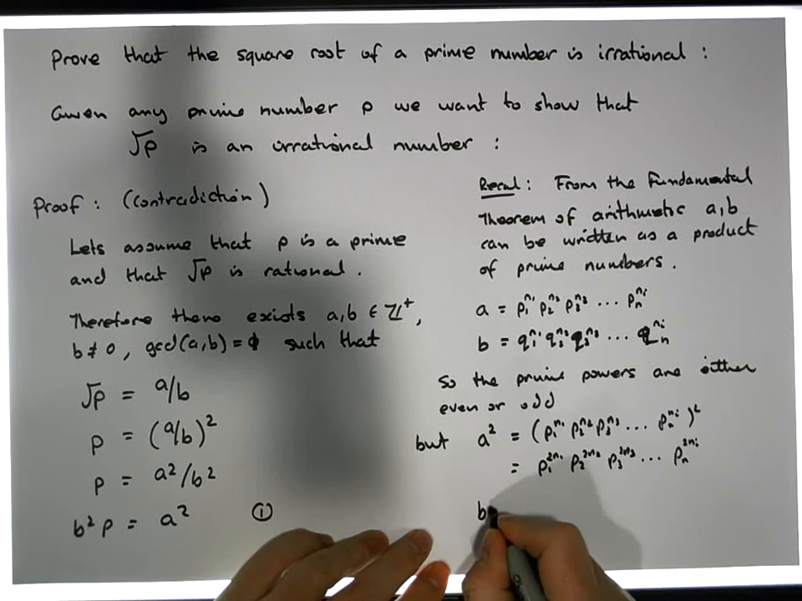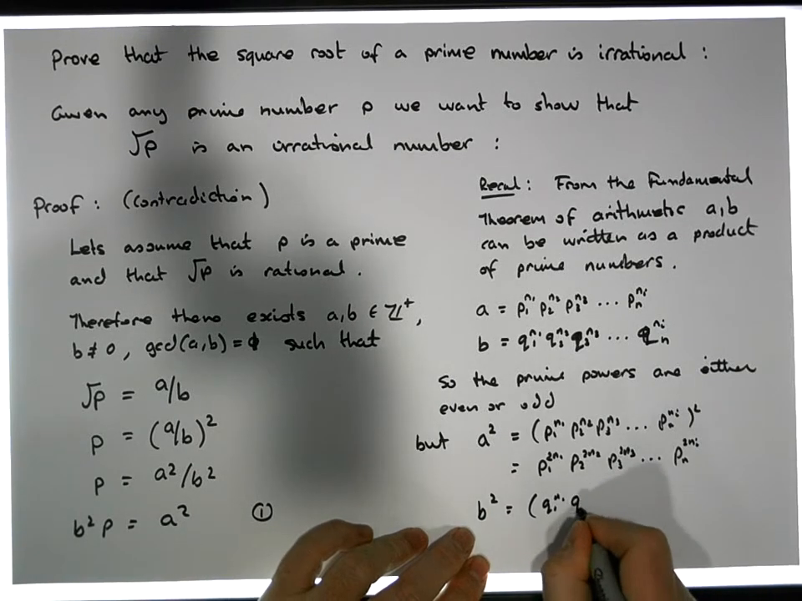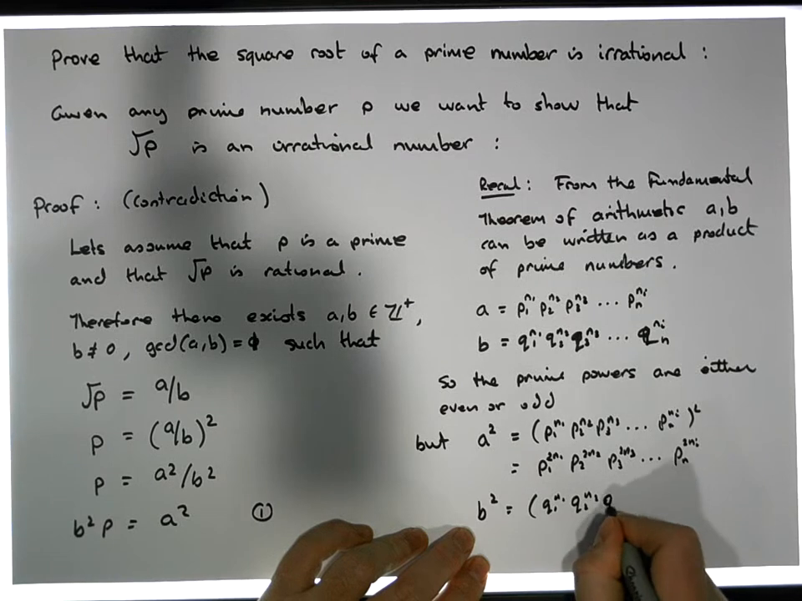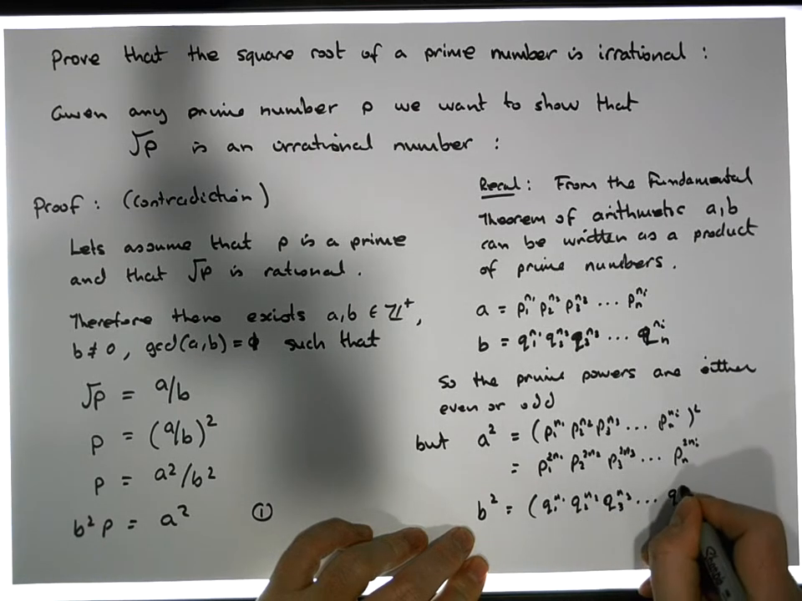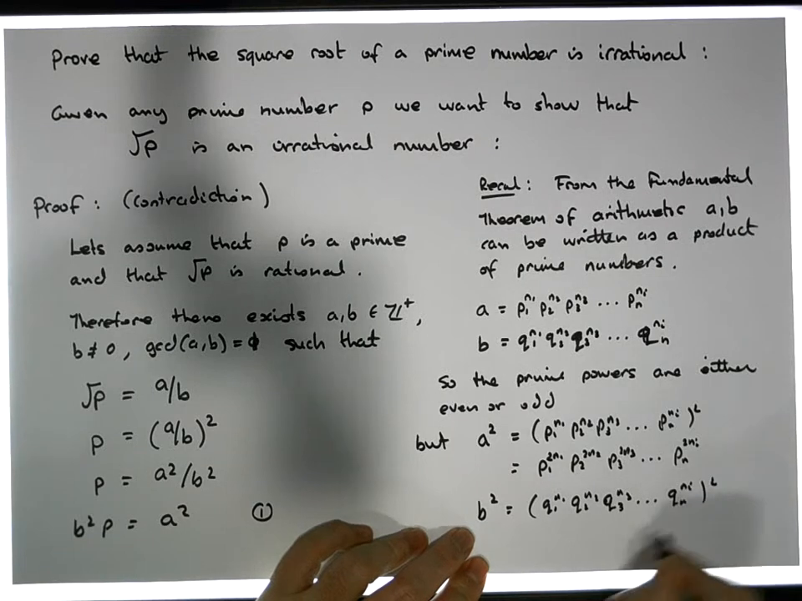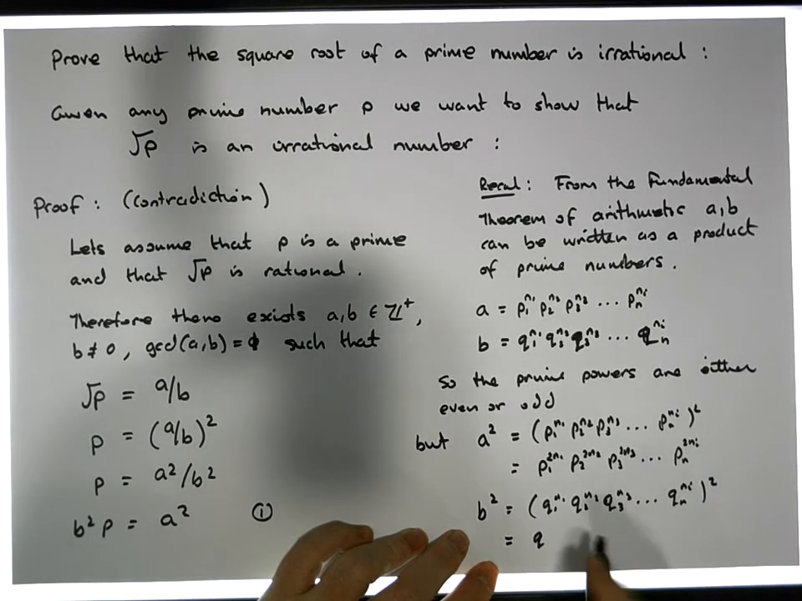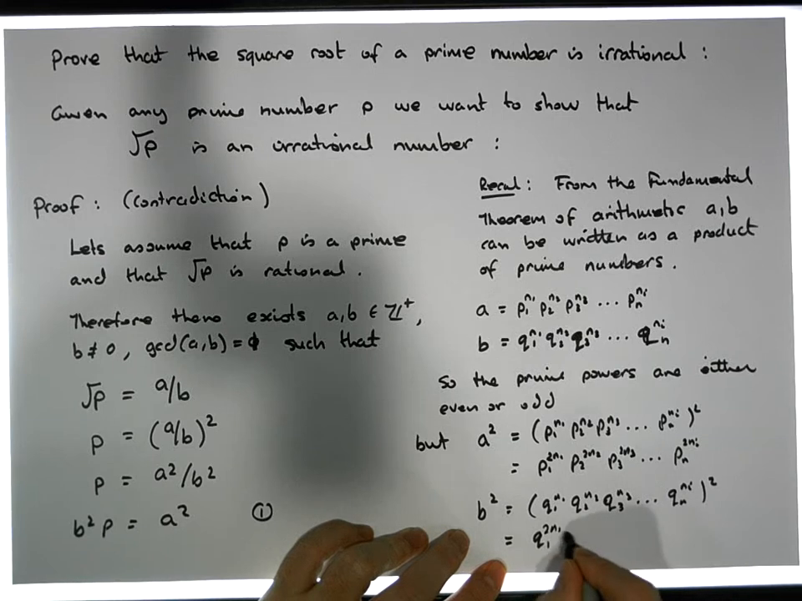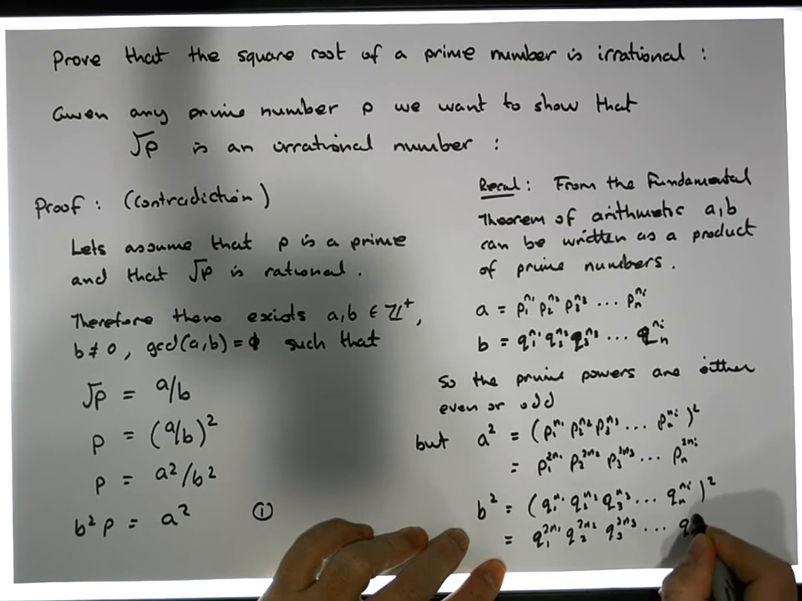that b squared would be equal to the square of q1^n1, q2^n2, q3^n3, all the way through to qn^ni, squared. So that can be written, through the laws of exponents, as q1^(2n1), q2^(2n2), q3^(2n3), all the way through to qn^(2ni).